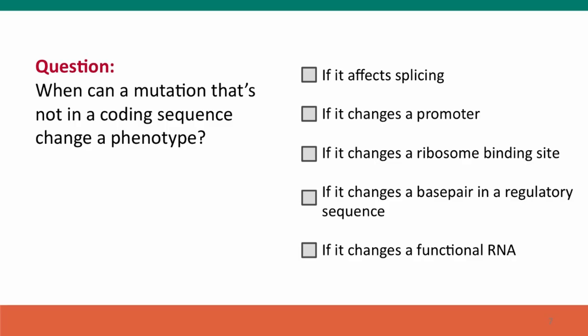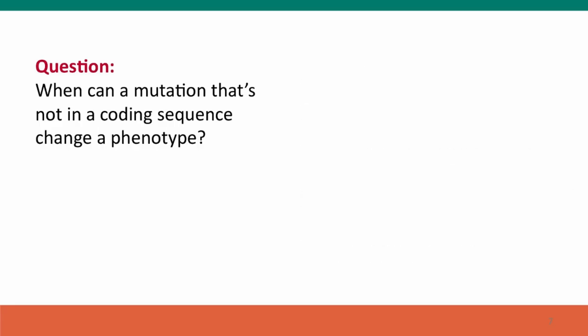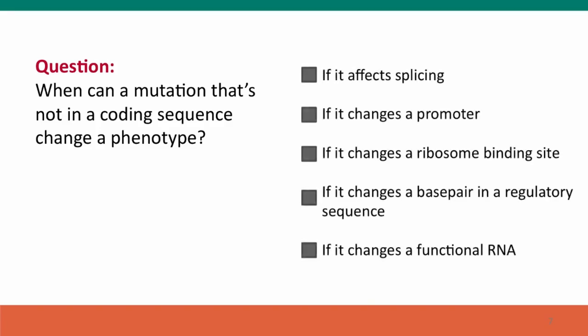So here's a summary question. When can a mutation that's not in a coding sequence change a phenotype? And note that these are square boxes, meaning you can choose more than one answer if more than one is correct. Well, all the answers were correct. All of these are ways that mutations can change a phenotype even though they're not in a coding sequence.